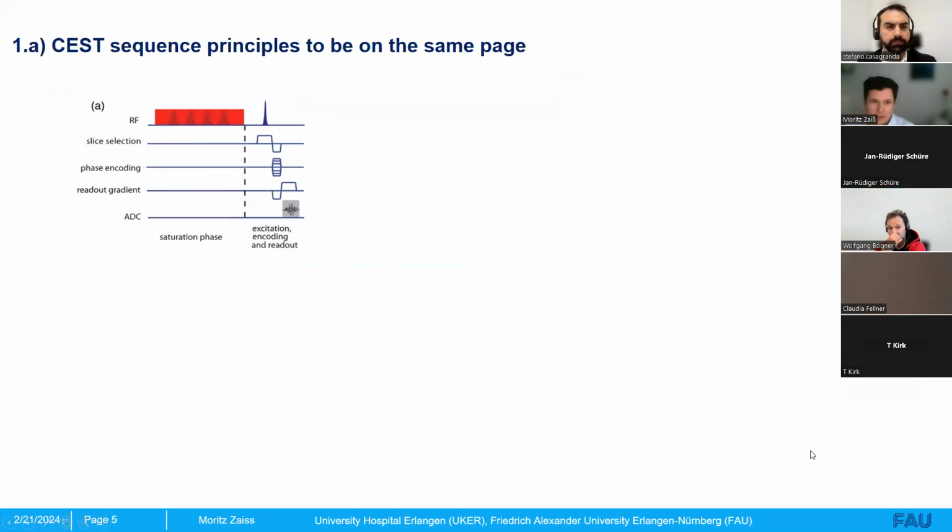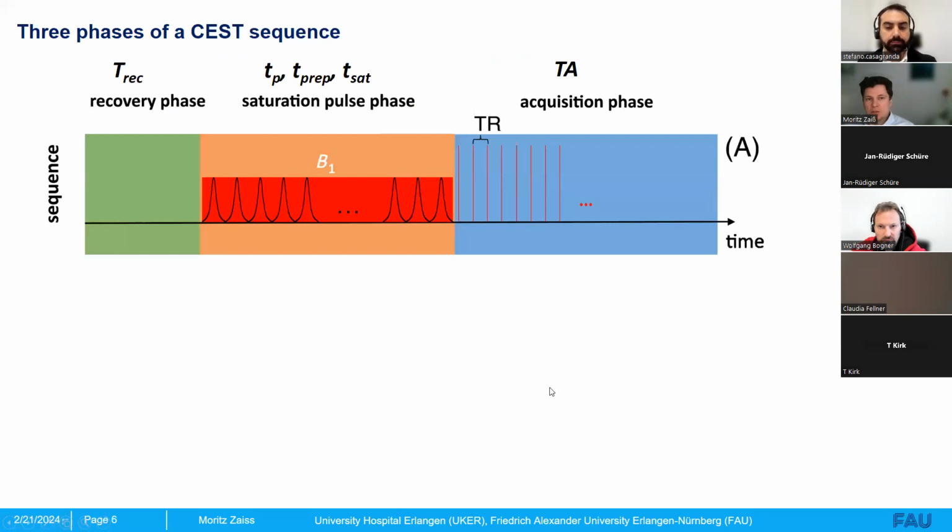All right, let's start with the CEST principles. To be on the same page, it's maybe a little bit different. It's not the CEST principle, but really what is important for the acquisition of CEST. For this, let's remind ourselves of the three phases of the CEST sequence. Typically, we have a recovery phase, where we just have a delay or relaxation of longitudinal magnetization. Then we have a saturation pulse phase, and then we have a readout phase. And this part we have to repeat to get our full Z-spectrum.